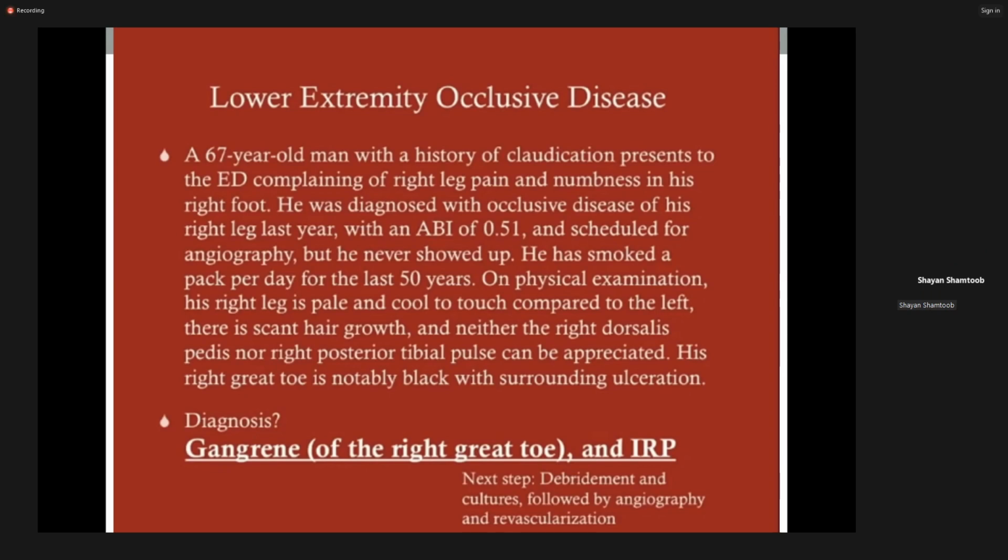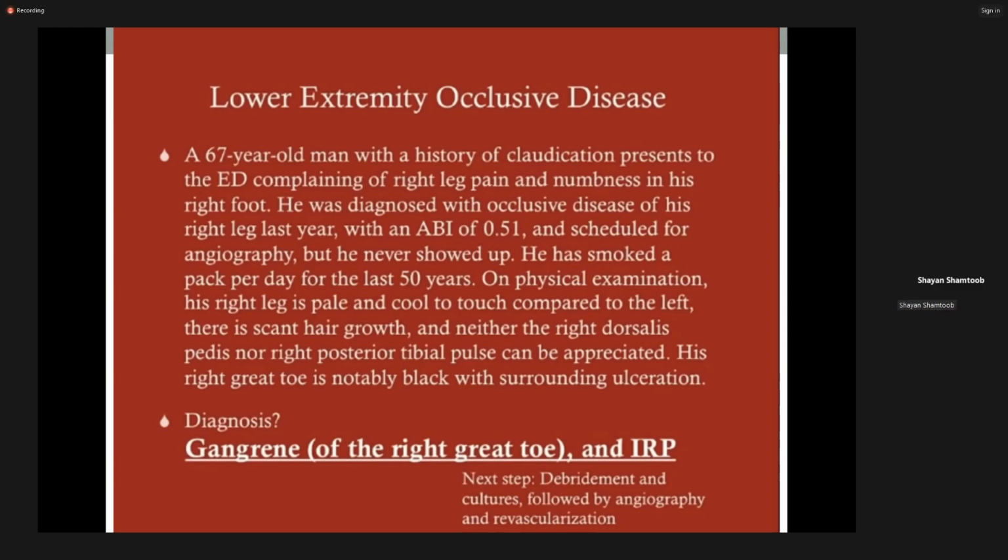Because it was a big jump from the regular ABI that we did. What are you looking for? What's the cutoff? The cutoff is 0.9. No, for normal? Anybody else? Isn't it a 20% difference? Exactly, 20% difference. Do you understand that, Cheyenne? Yes. 20% difference or 0.2. So more than 0.2 or more than 20% difference is considered that the patient has PAD.